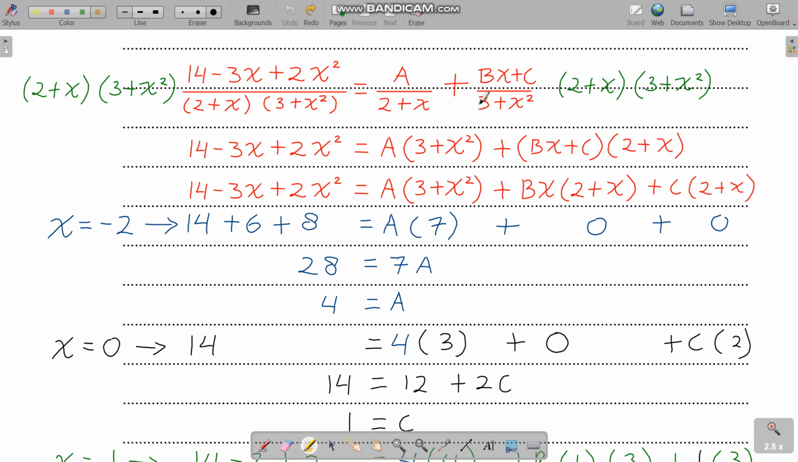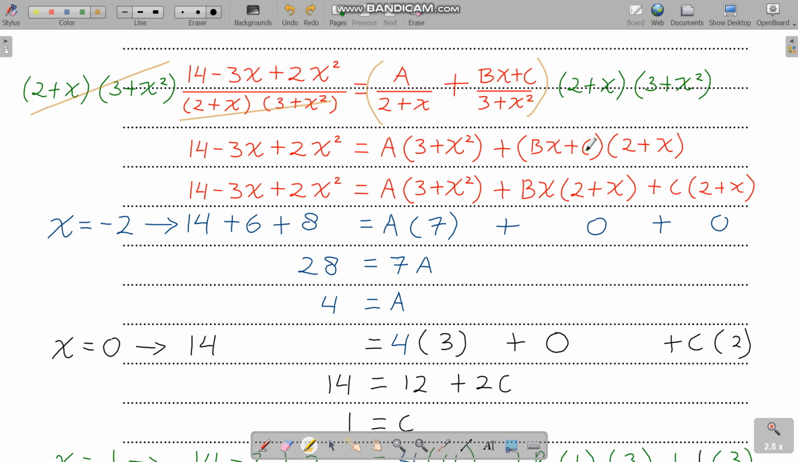Okay, the next step is to multiply both sides by the denominator. On the left, we cancel out. We have only the numerator, just like this. And on the right, after we multiply the first term here, they cancel out. We have only a times 3 plus x squared. And when we multiply here, they cancel out. We have bx plus c times 2 plus x.